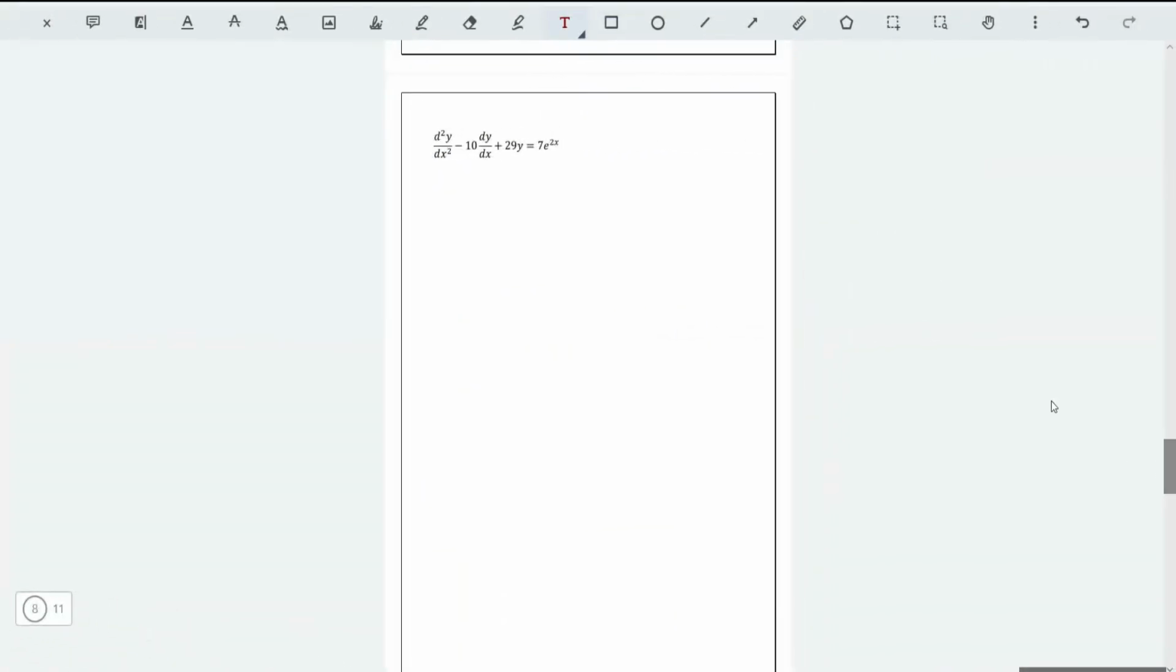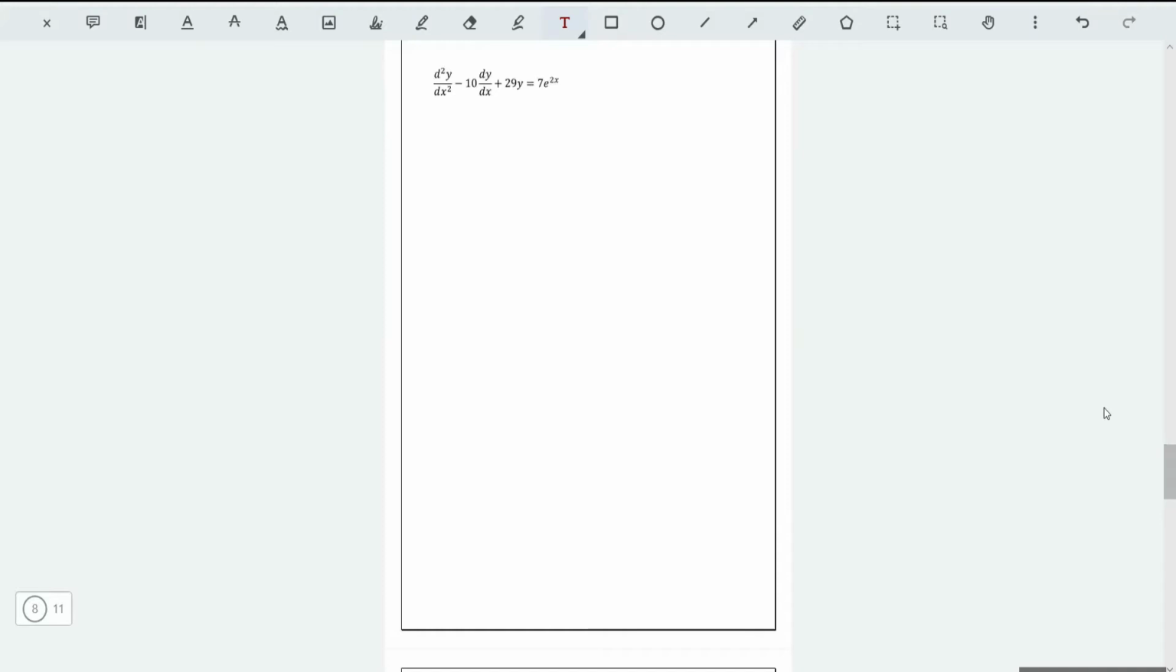All right, this one says to solve the differential equation d2y by dx squared minus 10 dy by dx plus 29y equals 7e to the 2x. So to solve this differential equation, the first thing we know to do is solve the auxiliary equation.